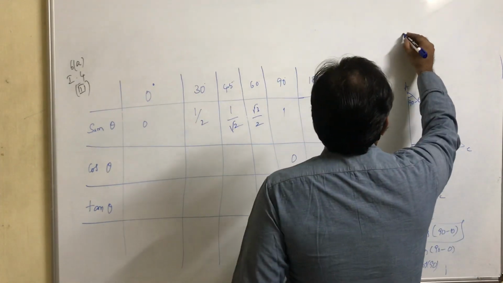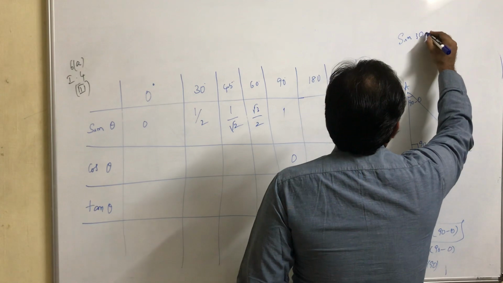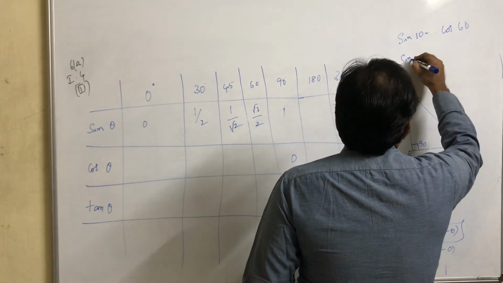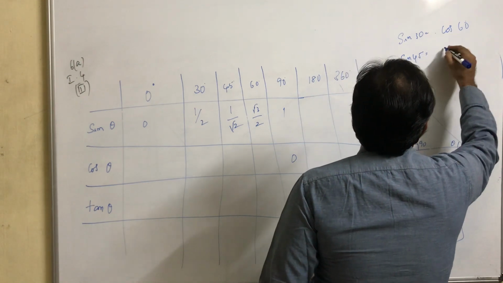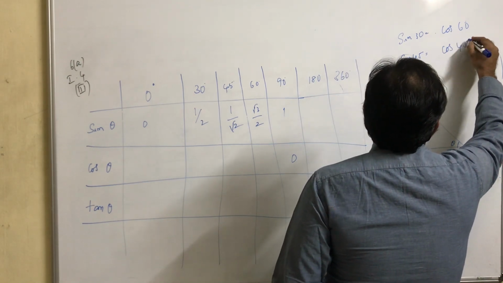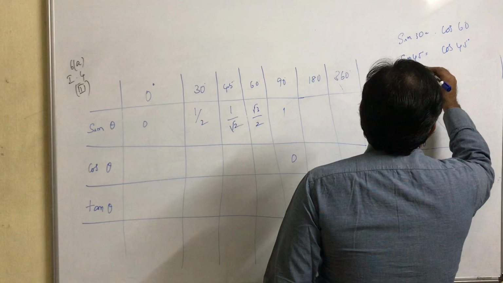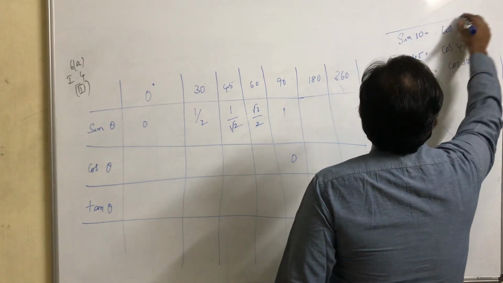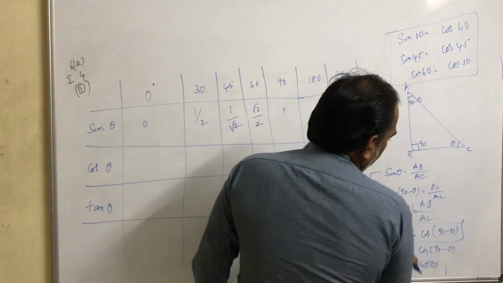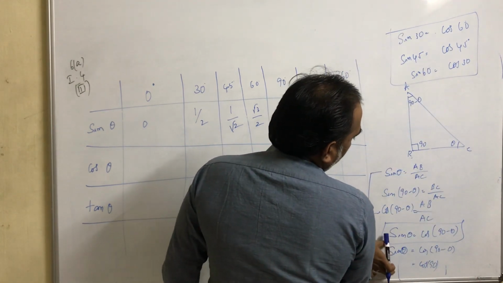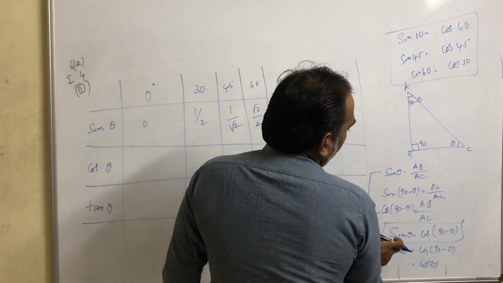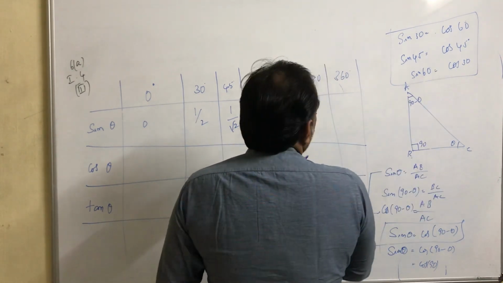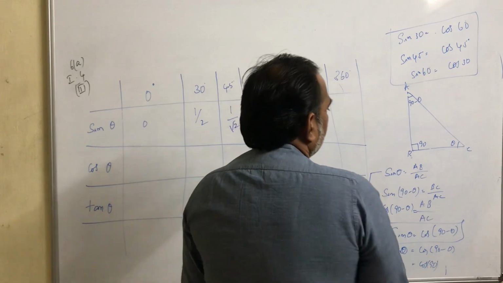In the same way, take sin 30. Sin 30 equals cos 60. Sin 45 equals cos 45. Sin 60 equals cos 30. How do we get this? By applying this rule or this logic. If you understand this logic, then it is easy for us to remember these things, otherwise you will get confused.